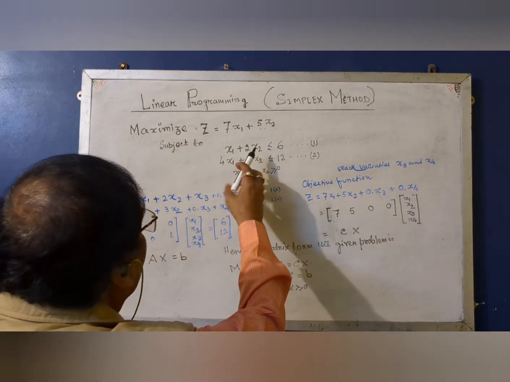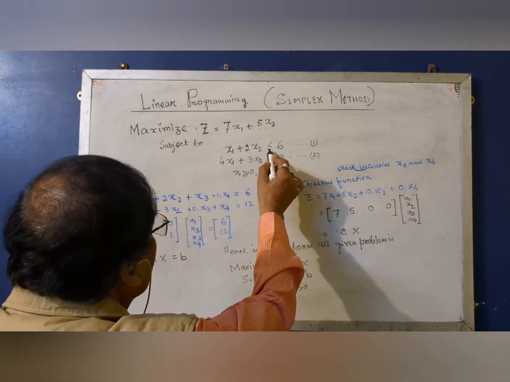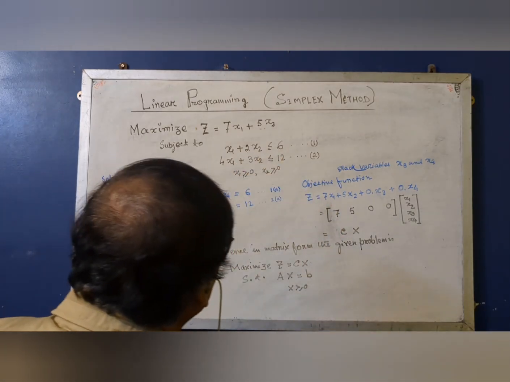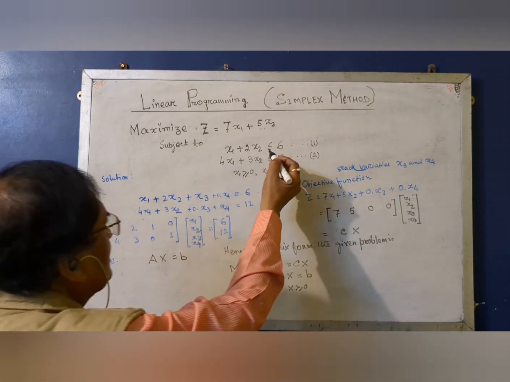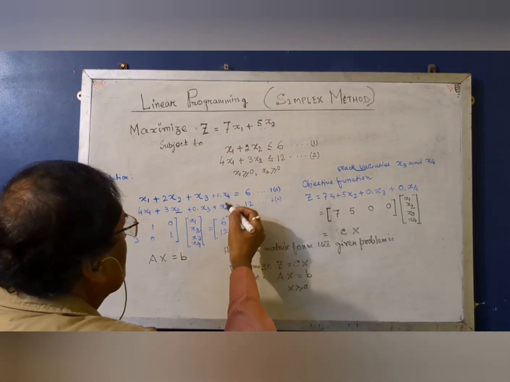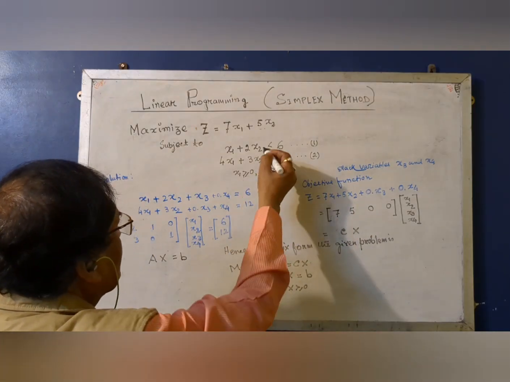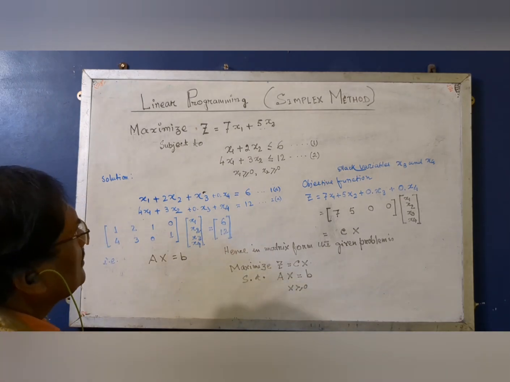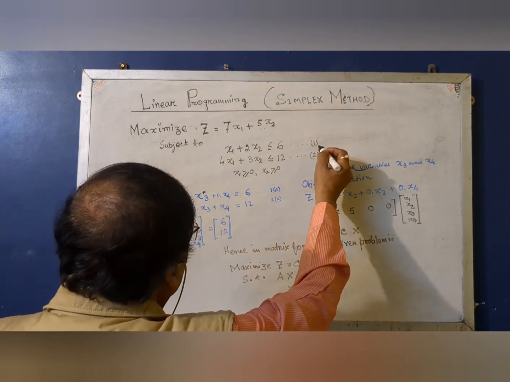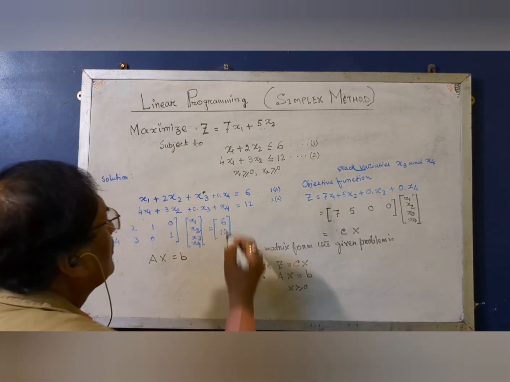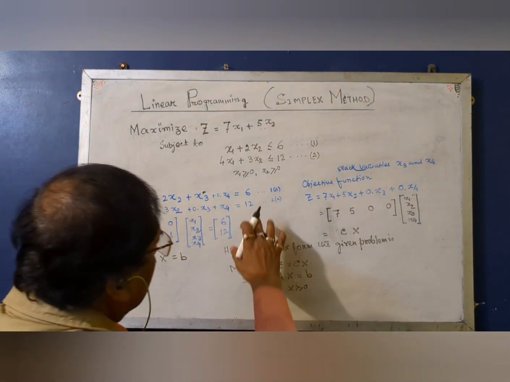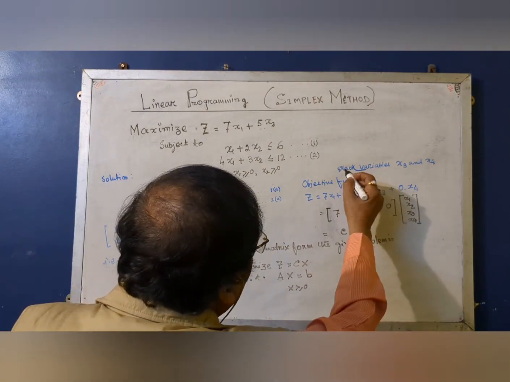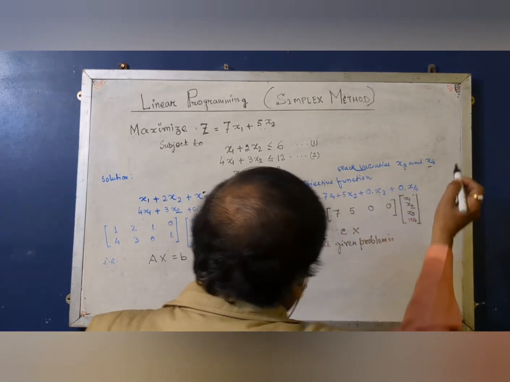First, you have to convert the inequalities. These are inequalities because they are less than or equal to. First, you have to convert the inequalities to equalities by inserting slack variables. As it is a less than type, you have to add slack variables: x3 for equation 1 and x4 for equation 2, to make it equal to. That's why I have written slack variables x3 and x4 here.